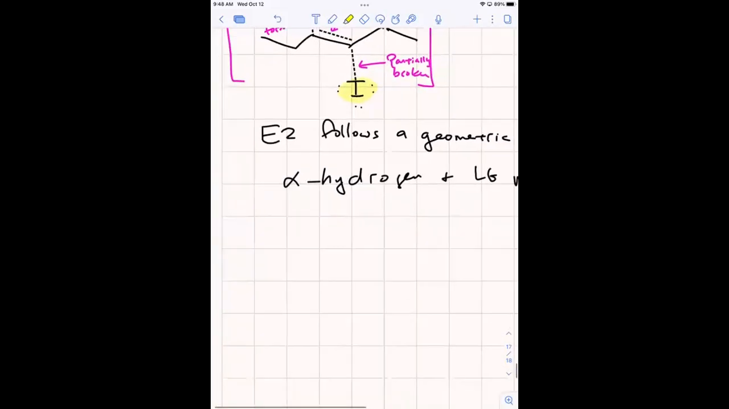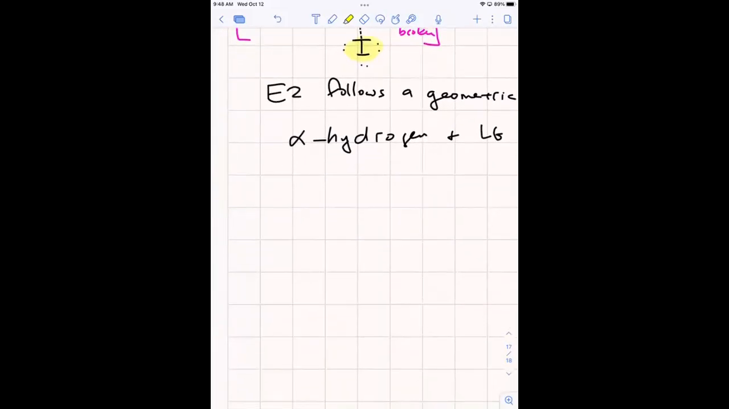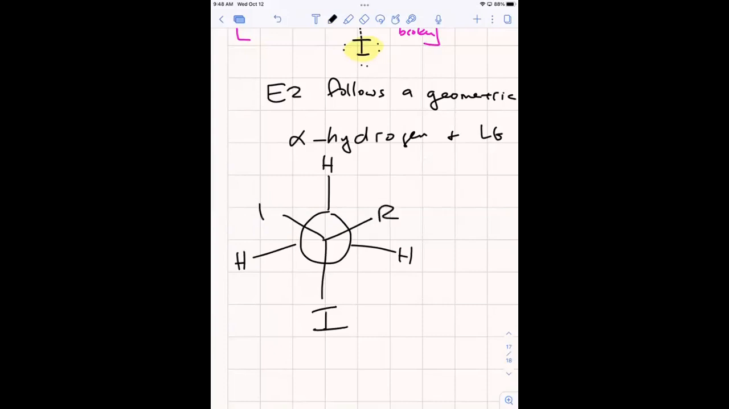If we had to think about this in terms of organic one, and we did a Newman projection, your hydrogen would be here. And this is just a random Newman projection. And then your iodine would be here. I'm just going to put R and R.